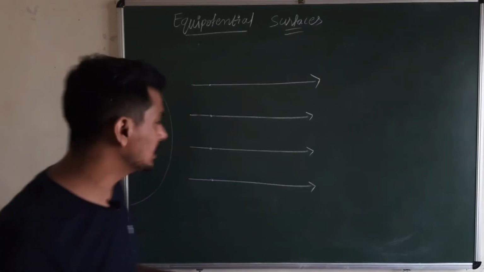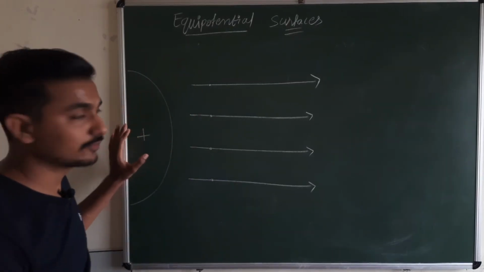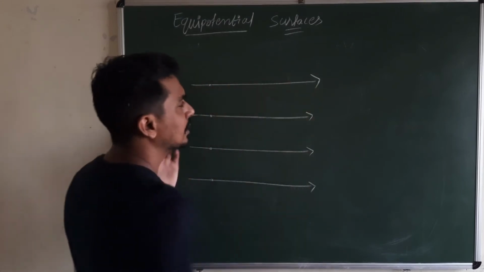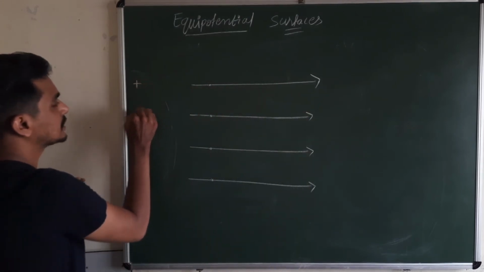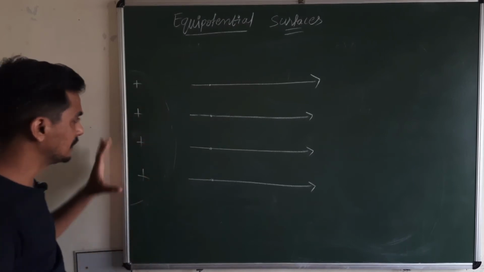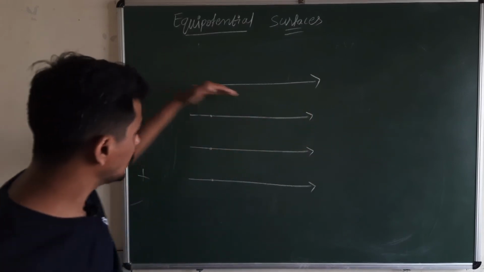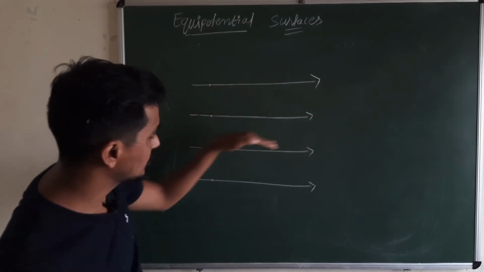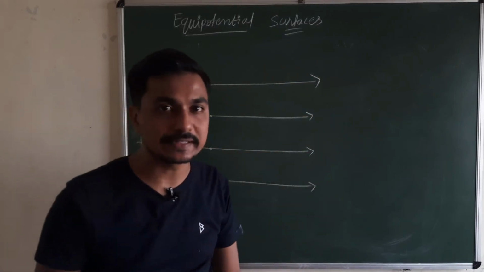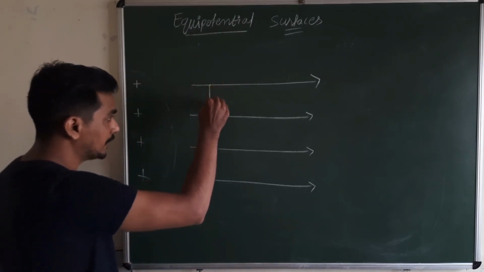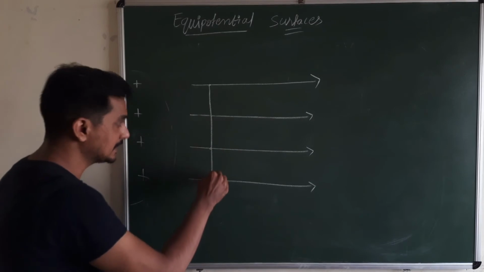Now suppose here you have a charge, and from that charge the electric field lines are coming out like this, or here you have applied a battery or something, and the field lines are coming out from this surface like this. All these field lines are parallel. When the field lines are parallel, it indicates the electric field is uniform. That is, at all these points the electric field is the same.